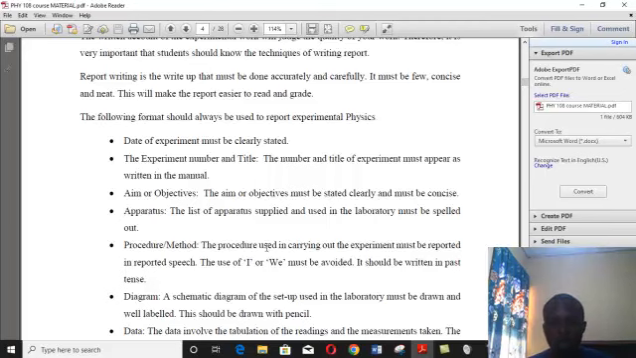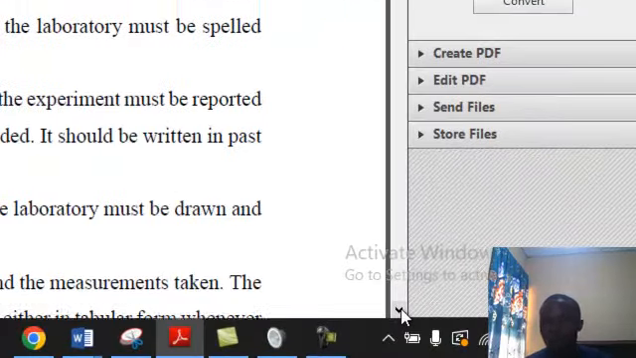Now note something: the procedure used in carrying out the experiment must be in reported speech. That is, you must avoid the use of personal pronouns, like "I did this" or "we did this." No, that should be avoided. It should be written in the past tense. The experimental setup was arranged according to the diagram, and the jumpers or the wires were properly connected, and the likes, in reported speech. So avoid the use of "I" or "we," which will render your report a bit below standard.